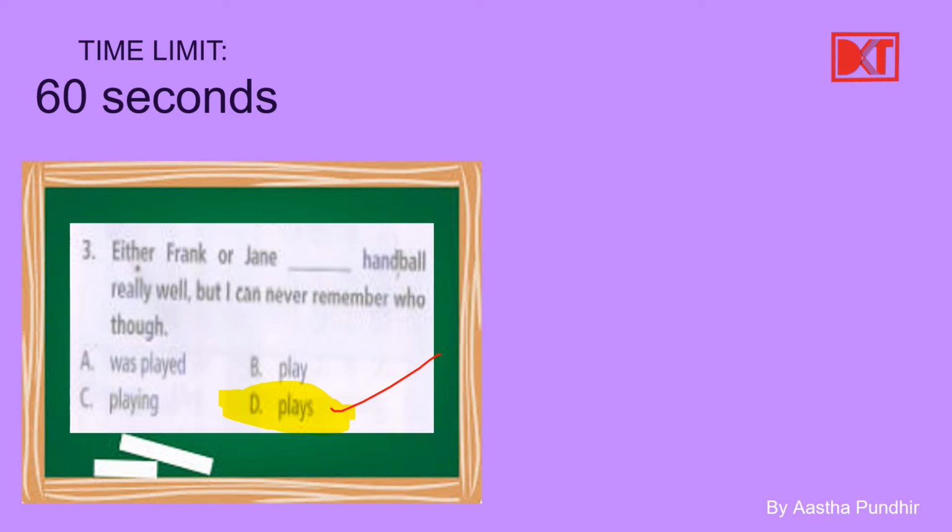Then if you see the other options, like A, was played, this is an incorrect formation. This is the formation of no such tense. Then we have C, play, this is the infinitive form. D, playing, this is the verb plus ing form, which is also incorrect. All right.